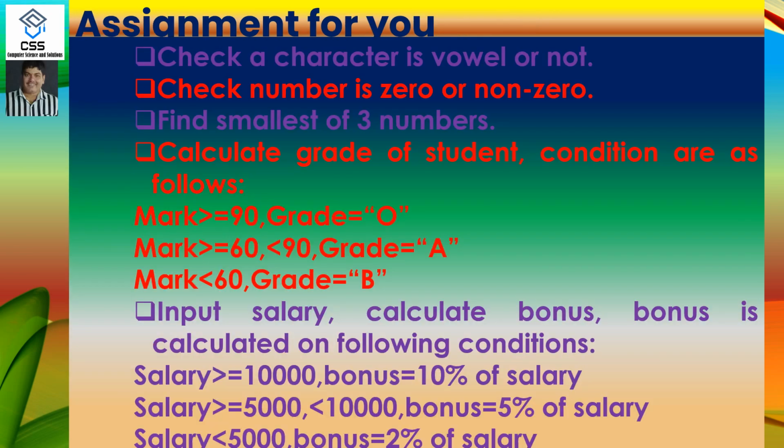And we have also provided some assignments to you, like checking whether a character is a vowel or not, checking whether a number is 0 or non-zero, finding the smallest of three numbers, calculating the grade of a student, and calculating the bonus amount according to the salary input. You can try using any of the decision making statements to solve them. If you have any problem, please comment and ask your doubt. In the next classes, we will give the solutions of these programs.